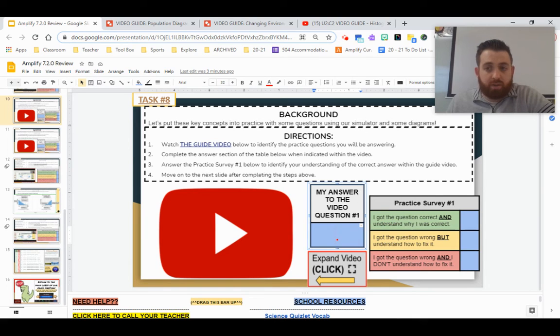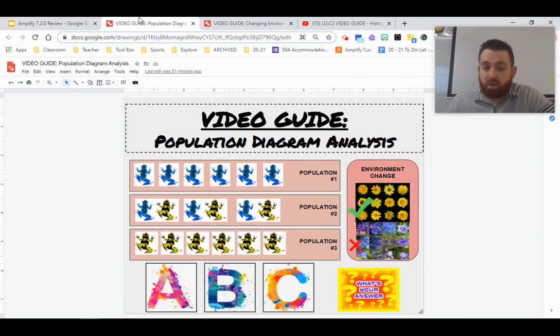Okay. Do you think you got it? If you need to pause, still pause. Otherwise, let's take a look at what the answer should be. If we're looking at this population here, and we went from a blue to a yellow environment, the populations that are best suited to survive is letter C, both 2 and 3.